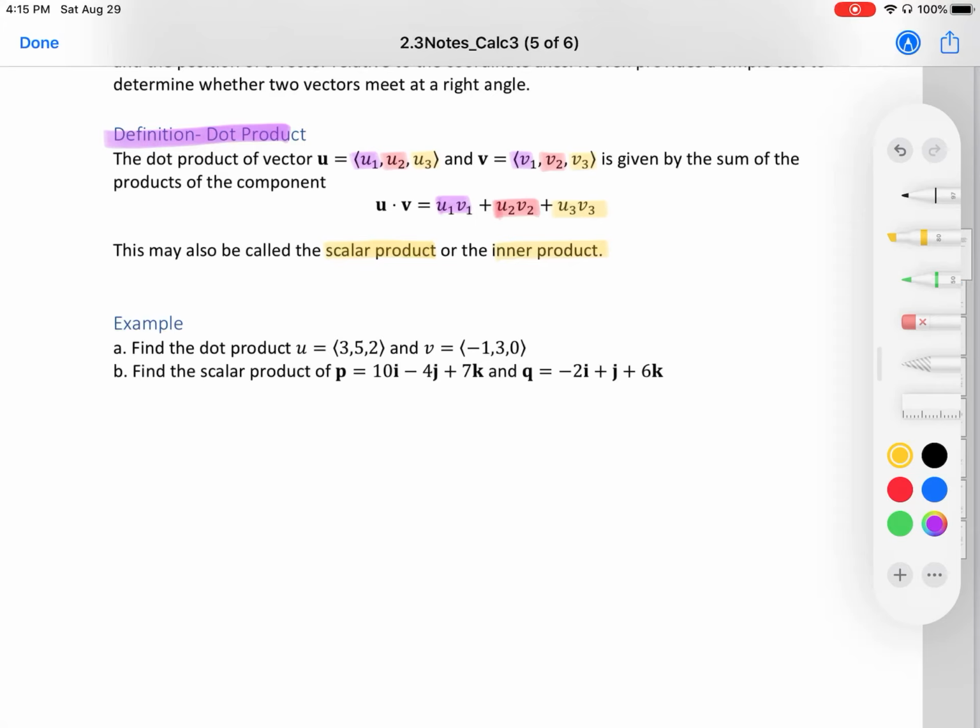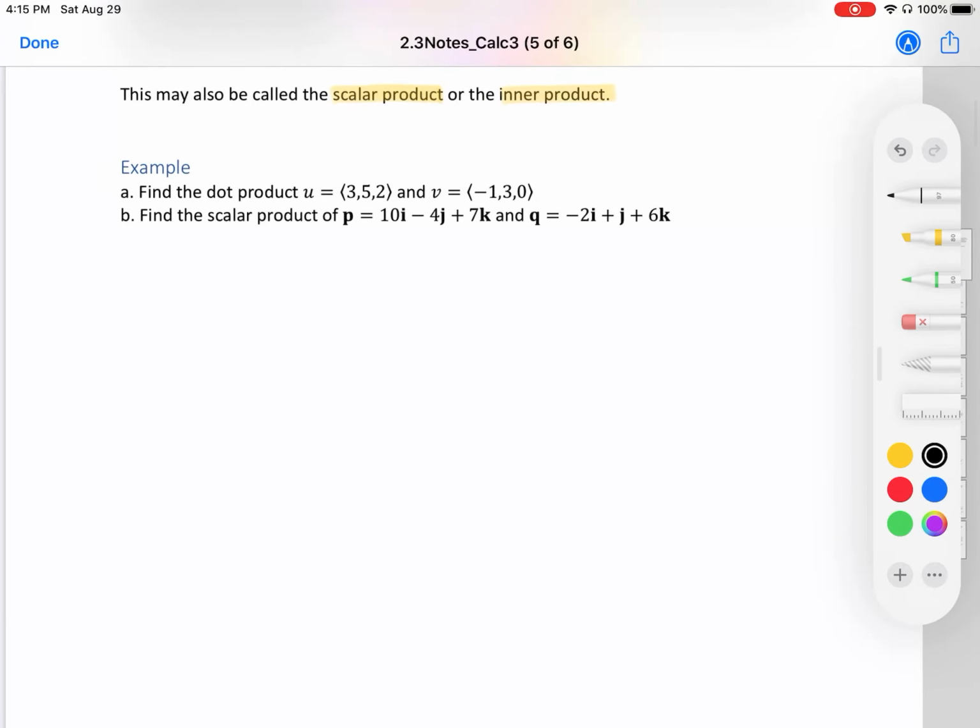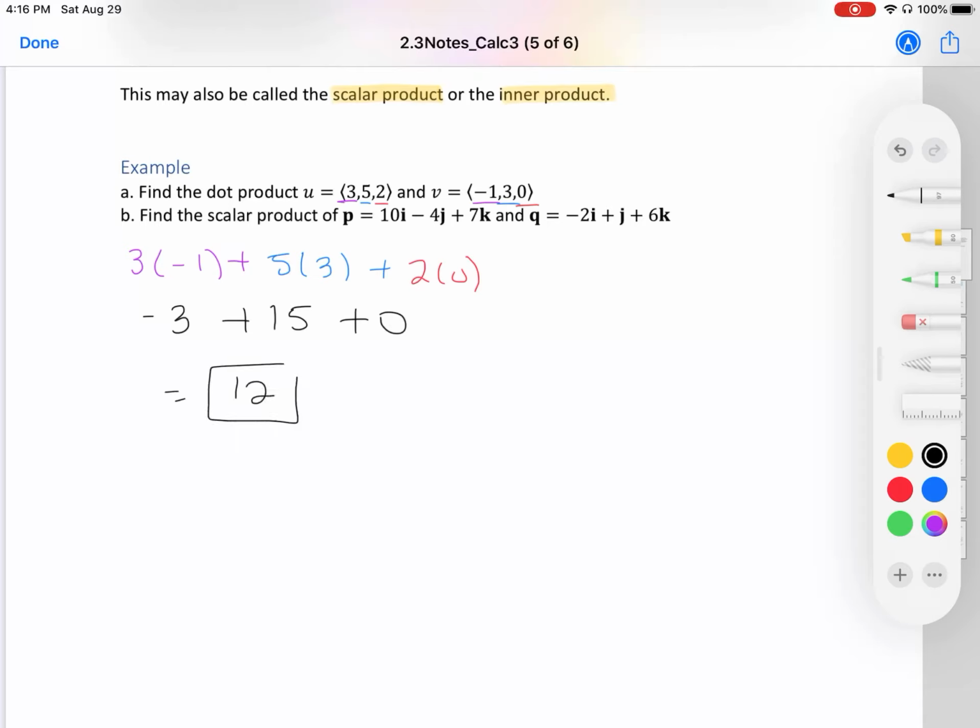Let's do an example. Find the dot product of u and v. All right, let's go ahead and do this problem. So we begin by multiplying our first components. So 3 times -1 plus 5 times 3 plus 2 times 0. And then we add them up. So we get -3 plus 15 plus 0.